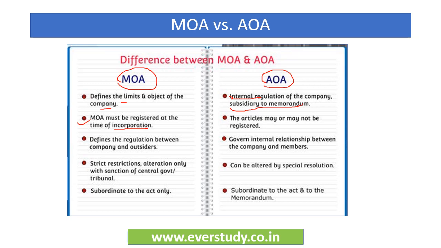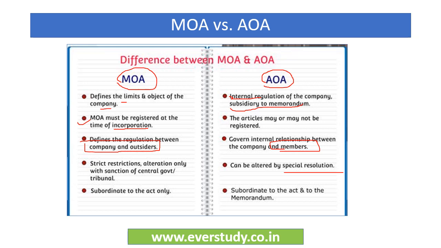And the memorandum defines the regulations between the company and the outsiders, but the articles contain the relationship of the company with the insiders or its members only. Further, there are strict restrictions with regard to amendment in any clause in the Memorandum of Association, and you have to comply with those regulations. And in some cases, the sanction of central government and tribunal is also required, but this is not the case with the Articles of Association, and it can be simply amended by passing a special resolution.